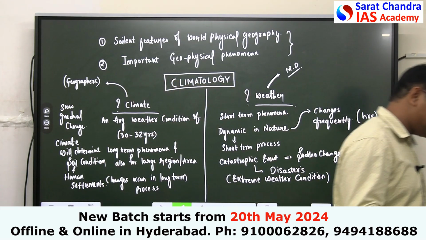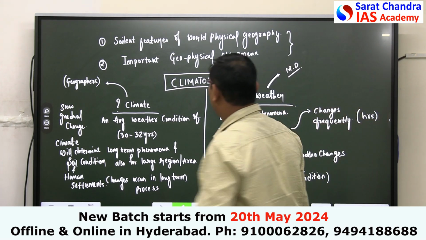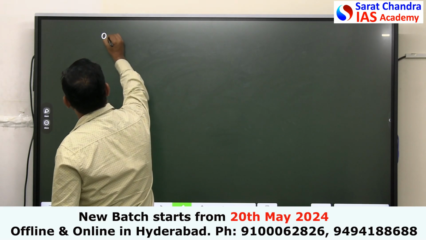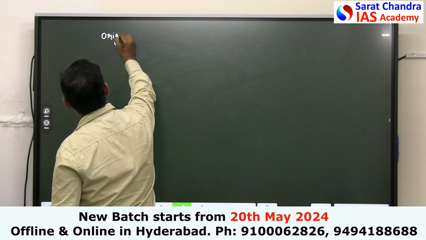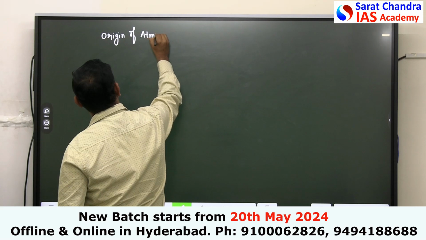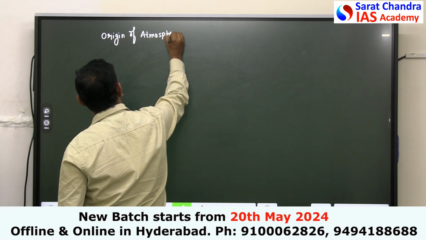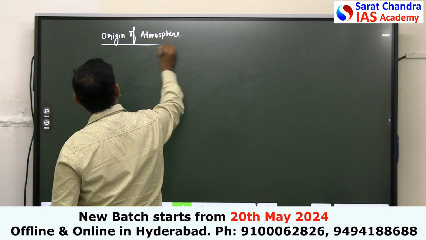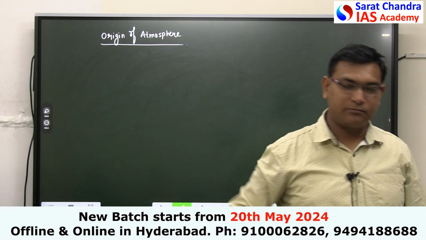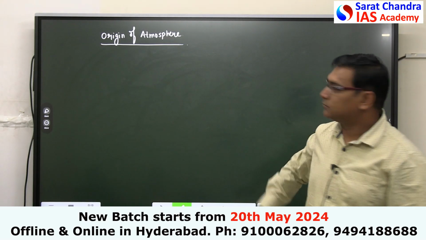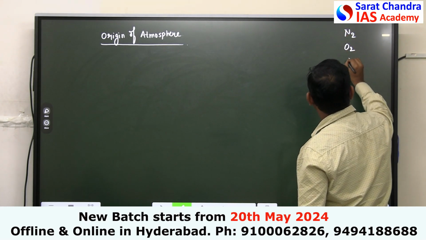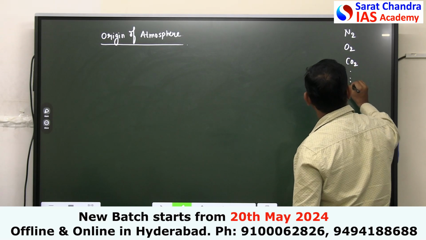Done this one? Now next, second, origin of the atmosphere. Let us see how the atmosphere was formed. What are the gases which are present now? Nitrogen, oxygen, carbon dioxide, and others.